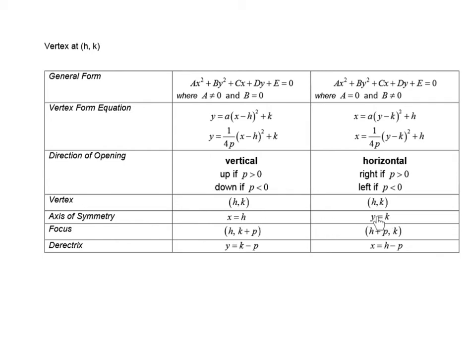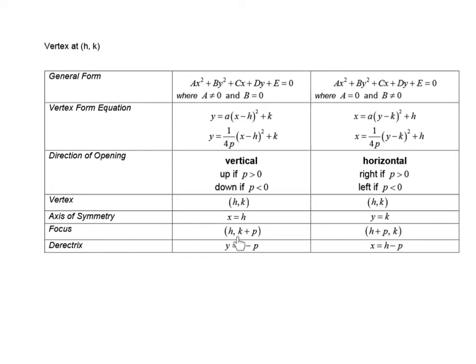So this becomes very important, especially when we start working with the sideways parabolas, because that is something that you're not used to working with. So just keep in mind that there are some parabolas that open left and right. So these values will be determined by that.